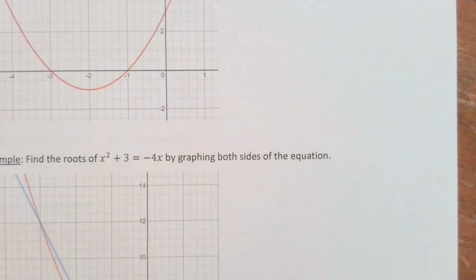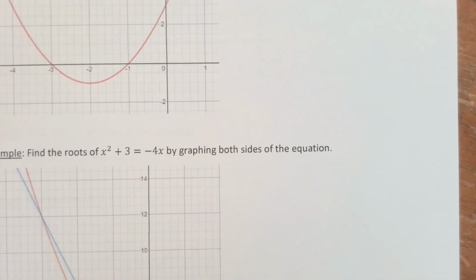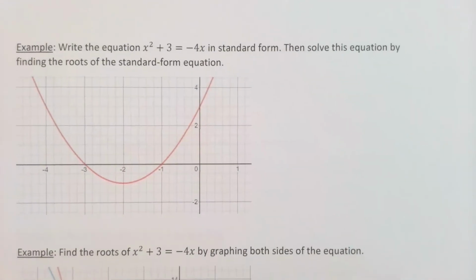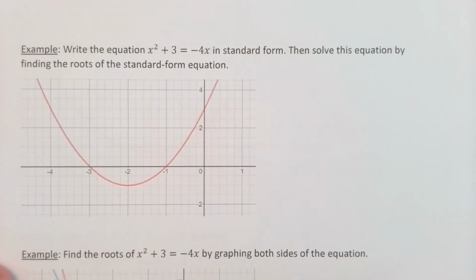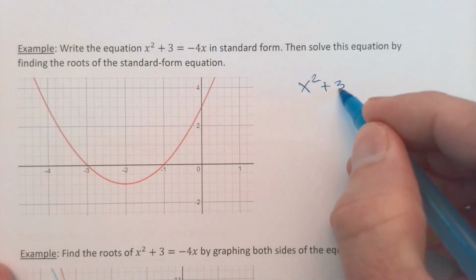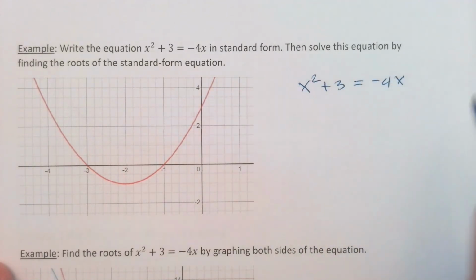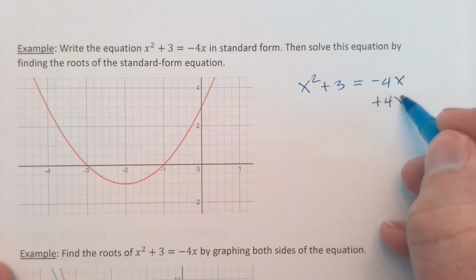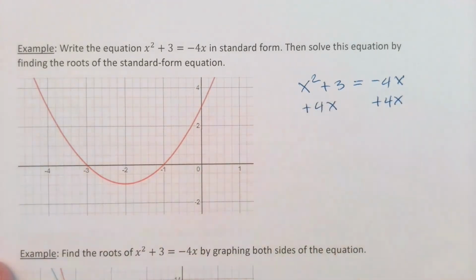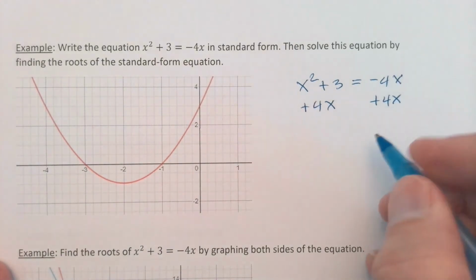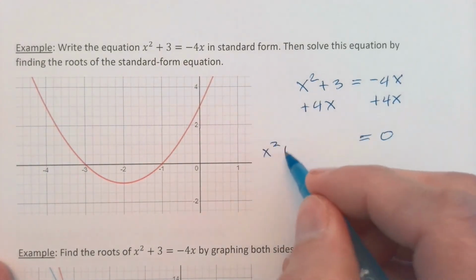Okay, just a couple more examples. Looks like we have 2 or 3 more. Write this equation in standard form and then solve the equation by finding the roots of the standard form equation. Okay, here's the equation given to us. It does not have 0 over here like we'd expect. The way to make this a standard form quadratic equation is to add 4x to both sides. Then these cancel to make 0, and on the left we have x squared plus 4x plus 3.